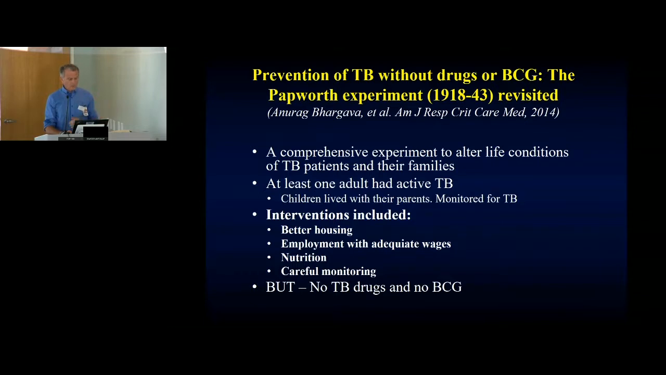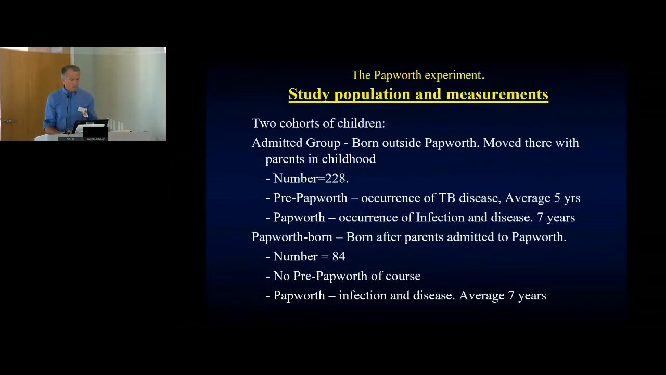There were two cohorts of kids. Again, the primary outcome was measured in kids. The admitted group, so they were born outside. They moved in with their parents. And then there was the group that was born after they moved in. They lived there for an average of 7 years.